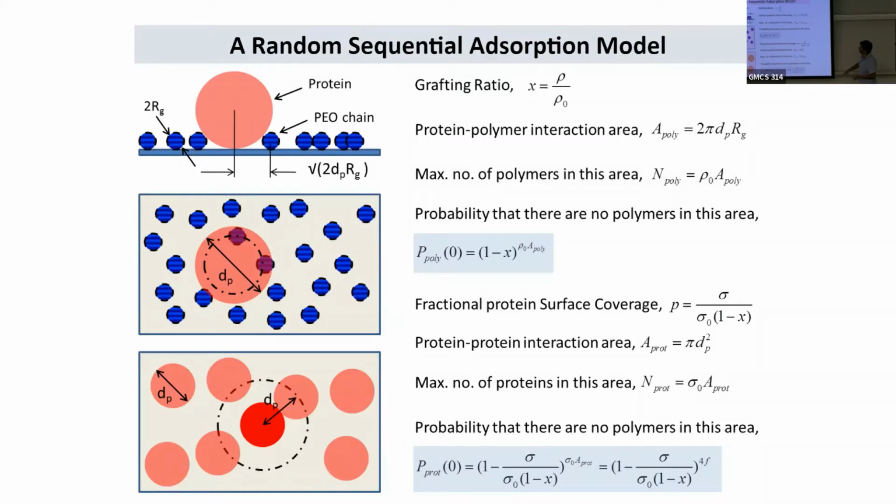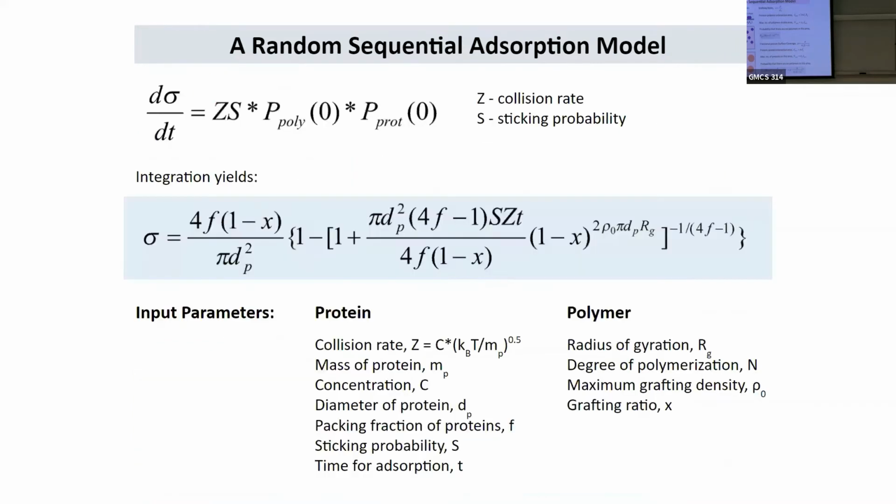But so you can actually calculate what is the probability that there is no polymer, what is the probability that there is no protein. And so then what is the rate at which your protein will stick to the surface? So you have some collision frequency at which your proteins are hitting the surface. You have a basic sticking probability: if it hits a bare surface, what is the likelihood that it sticks? Again, that is experimentally calculated by others. Then you have a probability that there is no polymer, you have the probability that there is no other protein in that space. Multiply it, you get a simple 1D differential equation, which you can actually solve analytically, and you get an expression.